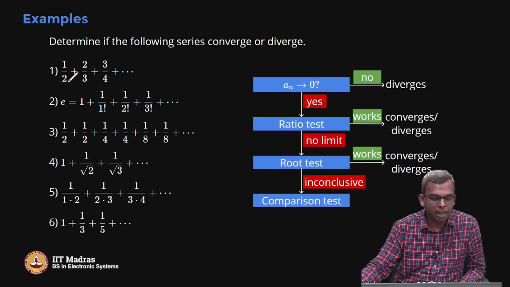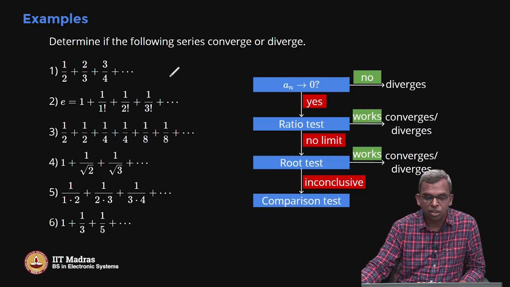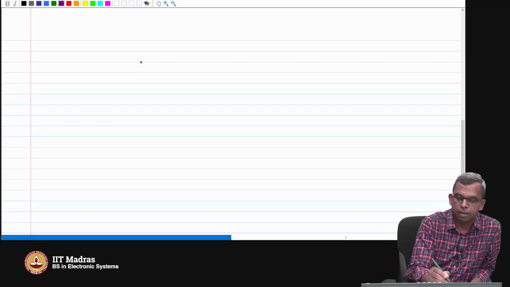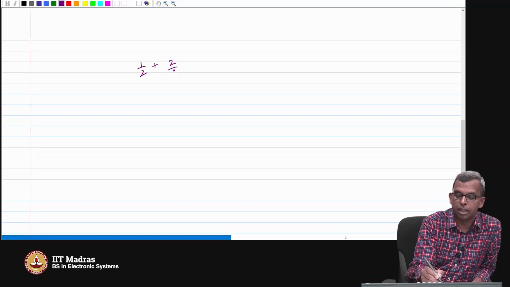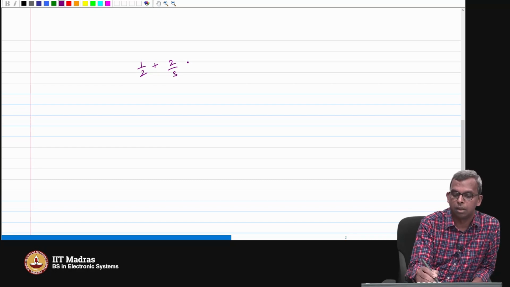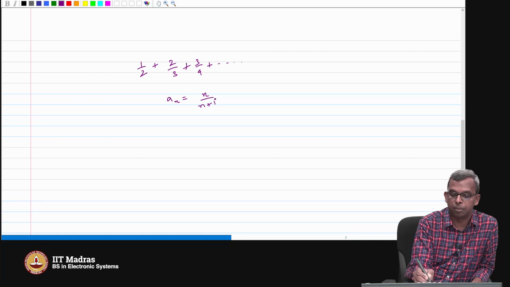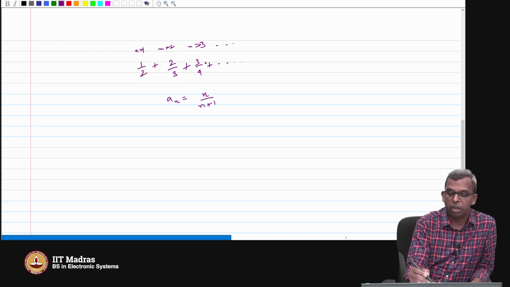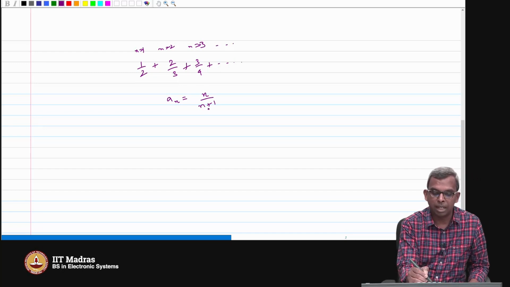Here's a series: 1 by 2 plus 2 by 3 plus 3 by 4, plus so on. In these kinds of series, the first job is to write a_n as a function of n. So you can write a_n as n by n plus 1. This is n equals 1, this is n equals 2, n equals 3, and so on. You have to guess this, and you can imagine that this is n by n plus 1.